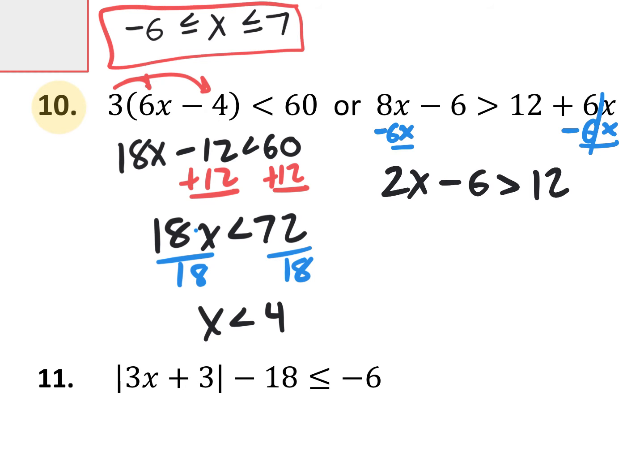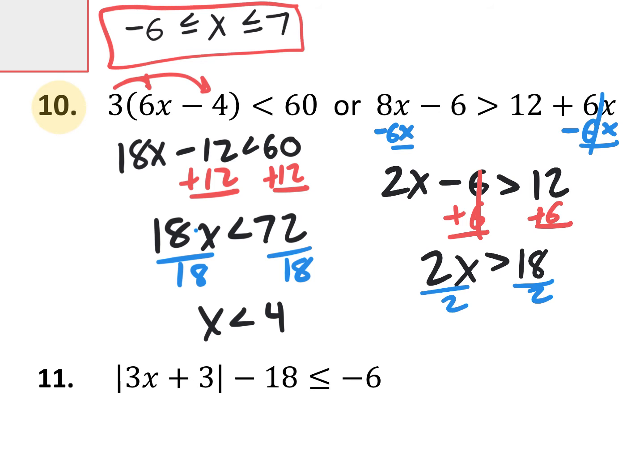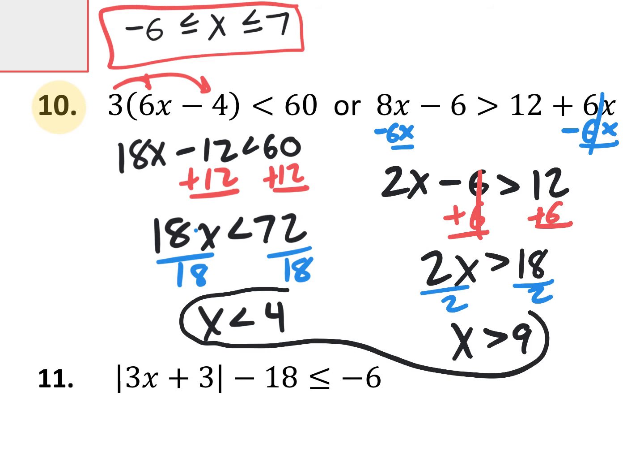Let's get the x by itself on the left side. I'm going to get rid of that minus 6 by adding 6 here and adding 6 there. I have 2x is greater than 18. And then for my last step, divide by 2, divide by 2. I don't flip an inequality because I did not divide by a negative. My answer is x is greater than 9. So how do we write our answer? We're supposed to write this answer together with the word or, okay?